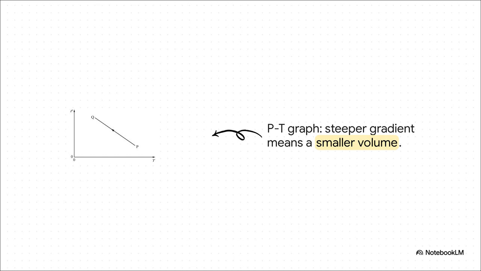And while we're looking at pressure and temperature here, remember that graphing Boyle's law, which is pressure versus volume, gives us a descending curve. And Charles' law, volume versus temperature, gives us another perfectly straight linear slope. It is all about what you choose to keep constant.